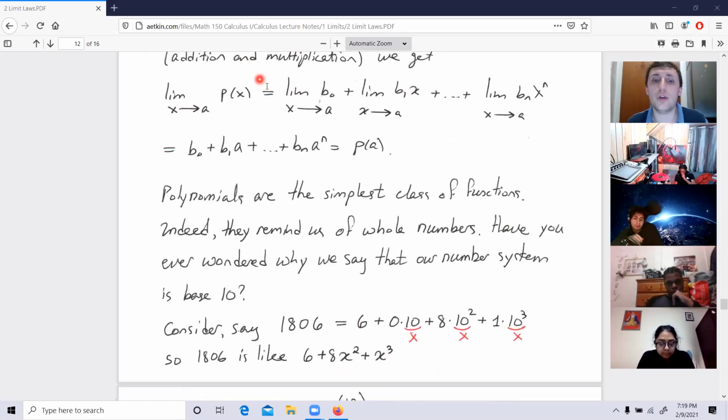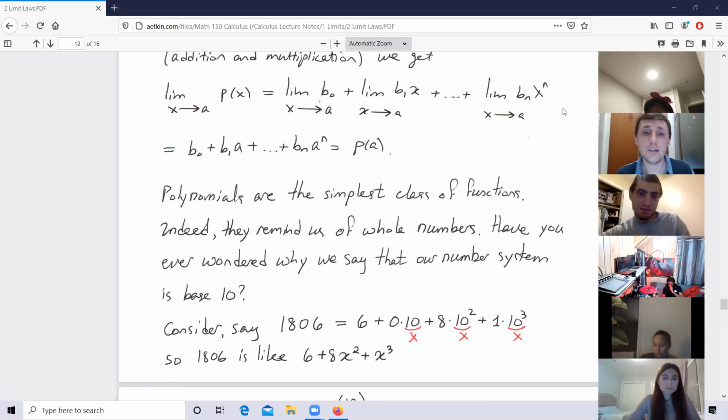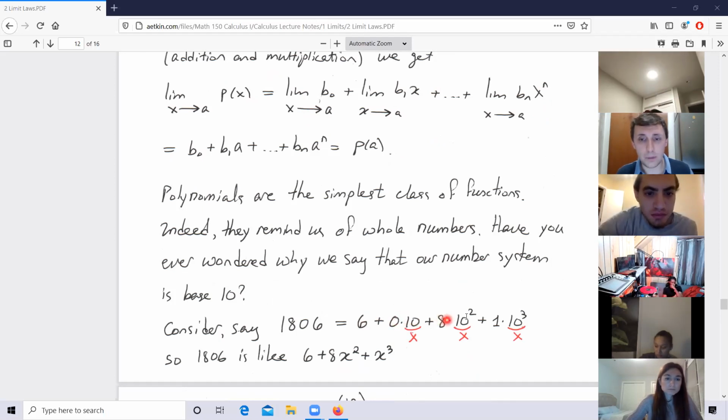So how do you write the number 1806? So you have 6 units plus 0 units of 10 plus 8 units of 10 squared plus 1 unit of 10 to the power of 3. You group objects, you keep them singular until you get a bundle of 10. Then it's one bundle of 10. You see, when you say 10, it's what?